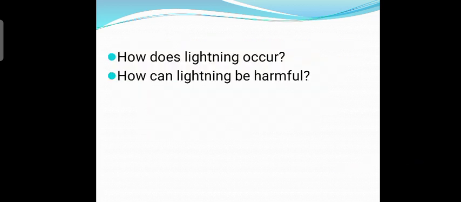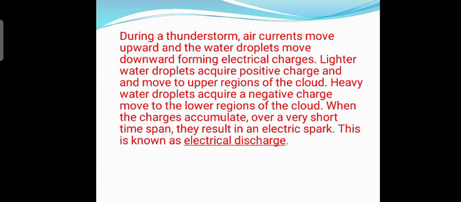Now, how does lightning occur and how can lightning be harmful? So let's see, students. During a thunderstorm, air currents move upward and the water droplets move downward, forming electrical charges. Lighter water droplets acquire positive charge and move to upper regions of the cloud, while heavy droplets acquire a negative charge and they move to the lower region of the cloud. When the charges accumulate over a very short time span, they result in an electrical spark. This is known as electrical discharge.